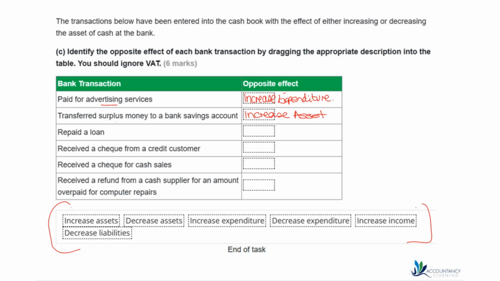We've repaid a loan. So we've paid out of the bank, which is this side of the transaction, and our other side is going to affect the liabilities. It's going to decrease our liability because we've repaid a loan. So decrease the liability. Received a cheque from a credit customer. So the customer has sent in a cheque. We've banked that cheque, so the money's gone into our bank. And the other side is that we would decrease the receivables ledger control account, which is an asset. So we're going to be decreasing our asset.